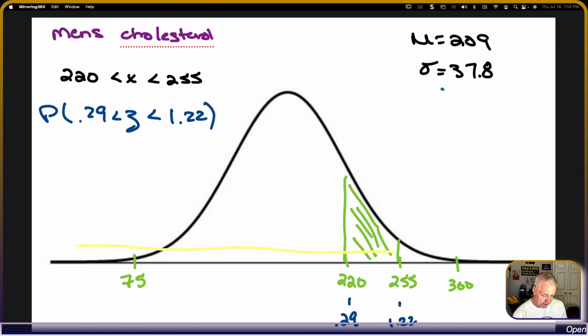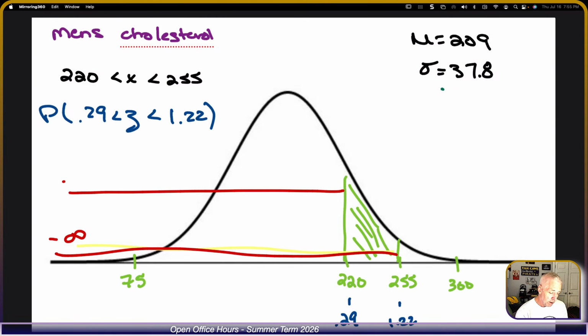Let's go red. From here all the way to negative infinity, and I'm going to find the area from here all the way to negative infinity. And the difference is going to be what's left right here, which is all of this area that we need that relates to the probability. So let's go to our table, and I'm going to find the area to the left of 0.29 and to the left of 1.22.